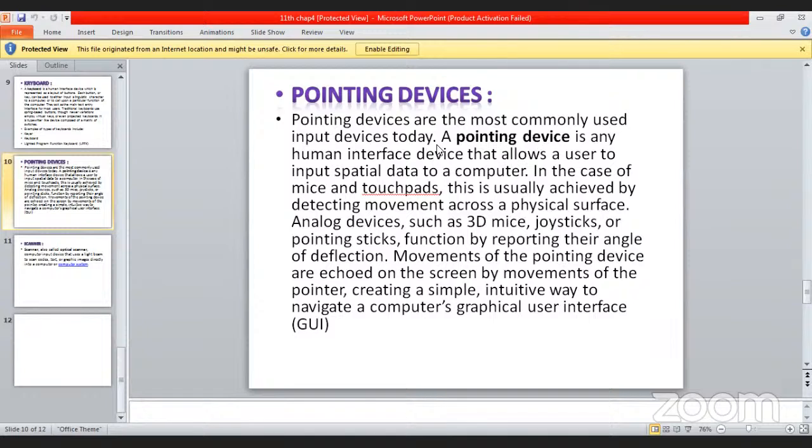A pointing device is mainly a human interface device that allows a user to input spatial data to a computer, in the case of mice and touchpads. It is usually achieved by detecting movements across a physical surface. There are different types of mouse, mainly 11 types.